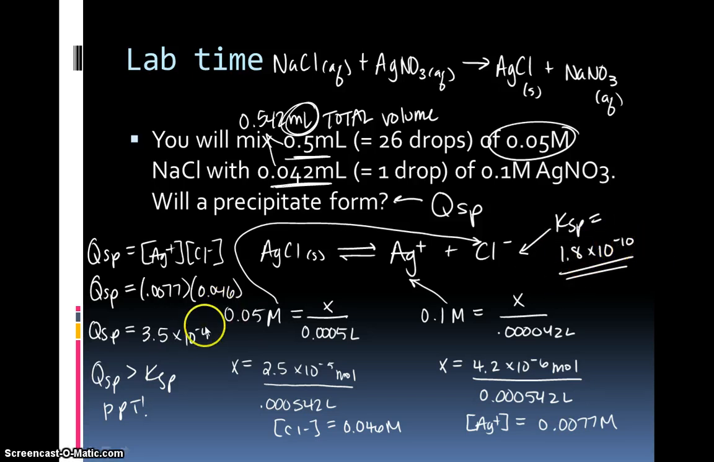Because this value is greater than the KSP value, that means we will see a precipitate. And because this is so much larger, we would actually see a significant amount of precipitate. So we are putting too many ions in the solution for them all to remain dissolved, so we would see a solid on the bottom.